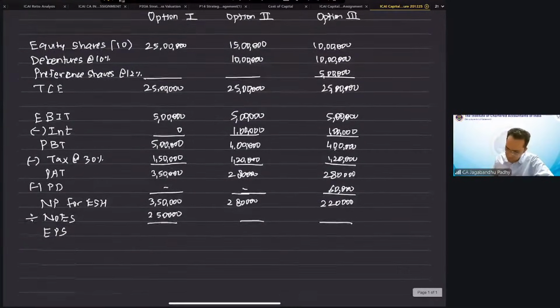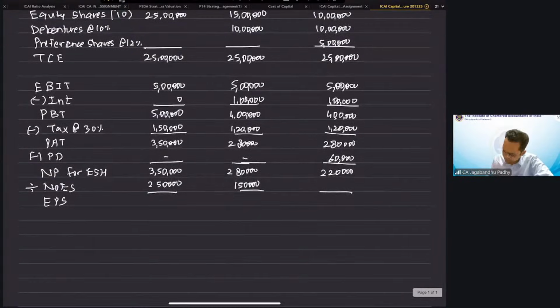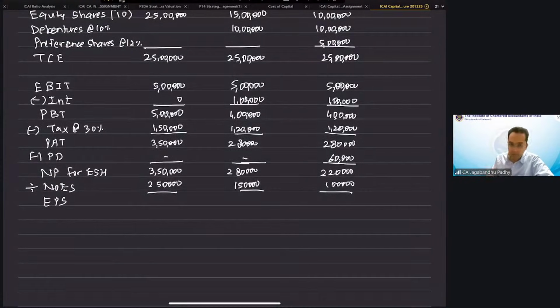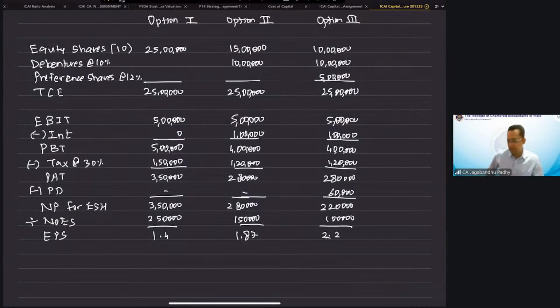Number of equity shares in option 1 is 2,50,000. In option 2, it is 1,50,000, and in third option, it is 1 lakh shares. So the EPS numbers are 1.4, 1.87, and 2.2. Of course, option 3 is the best one, where we're getting the highest EPS figure. So we should raise money by way of option 3, which is a combination of equity, debt, and preference share, right?